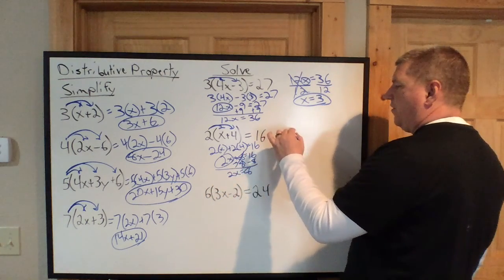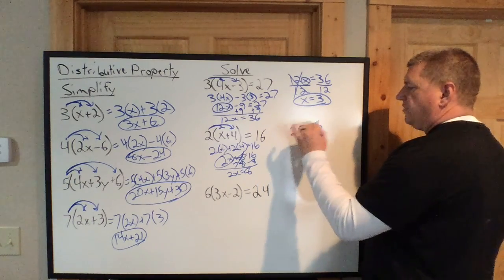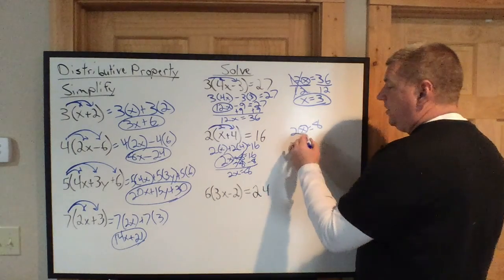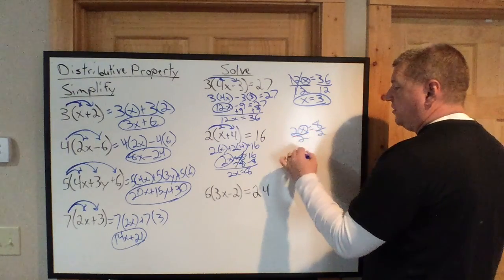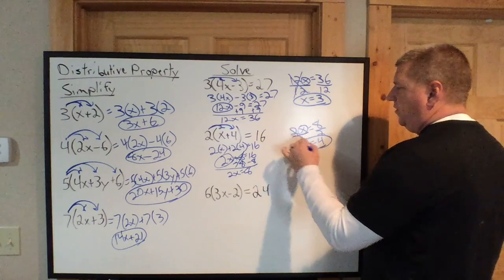Again, I'm going to rewrite it over here. So I got 2x equals 8. That's my variable. In order to get the variable by itself, which is what I want, I have to divide by 2 on both sides. x equals 4. Those cancel.